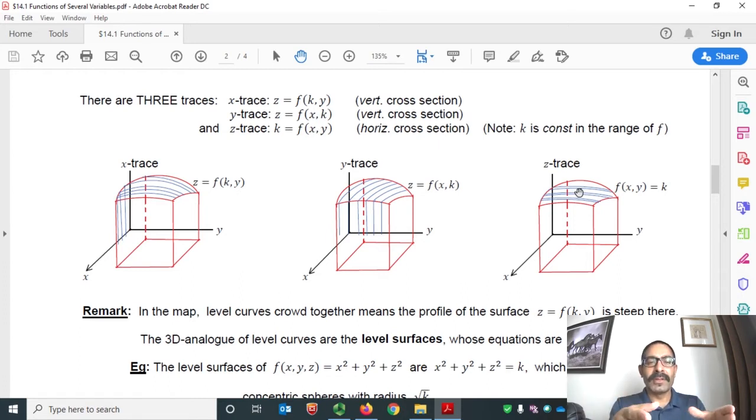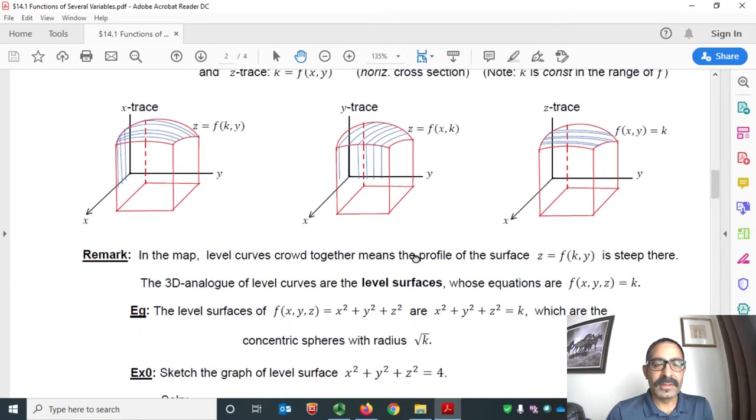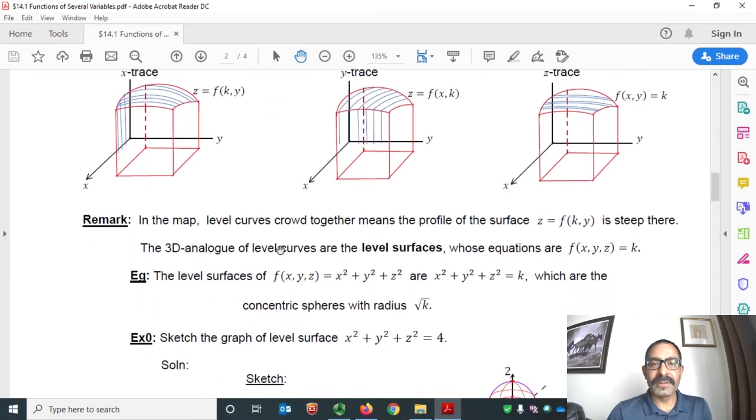We have a three-dimensional solid here, okay, and then one we are chopping this way. I hope this makes sense to you all. And one we are chopping this way, and one, the z trace, we are chopping this way on the height. I hope this makes sense to you all. Quick remark: in the map, level curves crowd together means the profile of the surface is steep there.